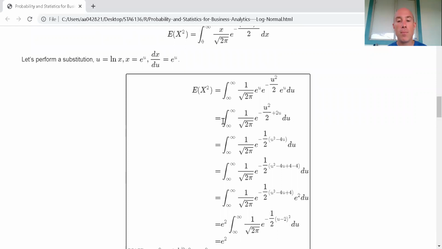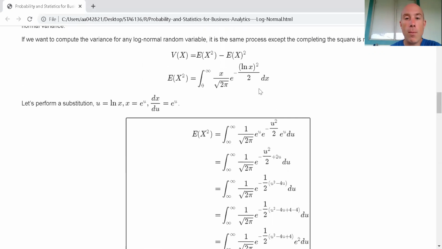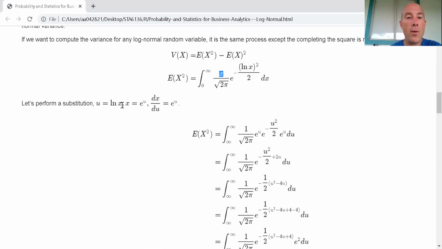So let me back up. Everywhere I see an x, I replace it with e to the u. And on my dx term, I need to make that adjustment the same way I did before. So dx/du is equal to e to the u, so this dx gets replaced with e to the u du. We are reversing the chain rule.